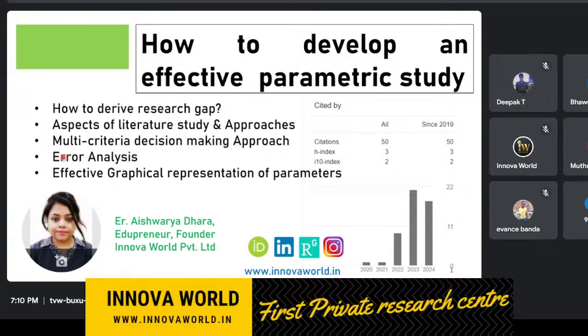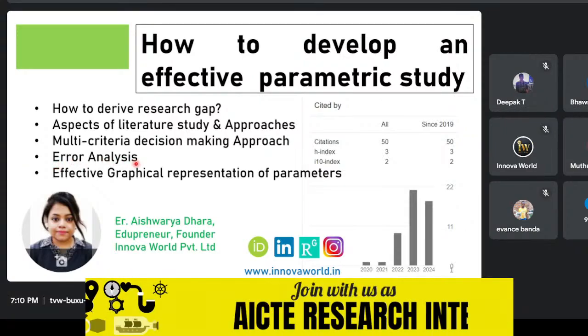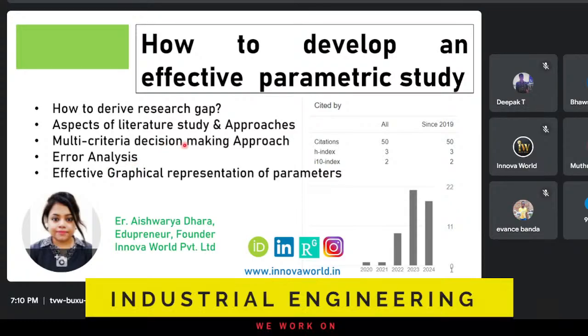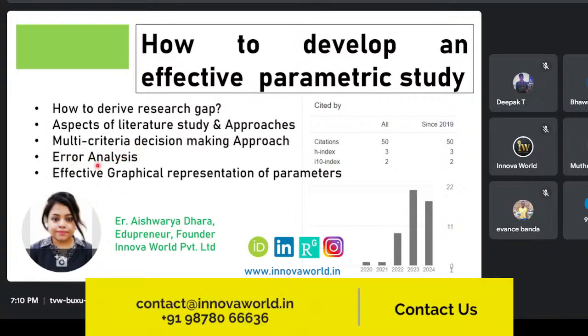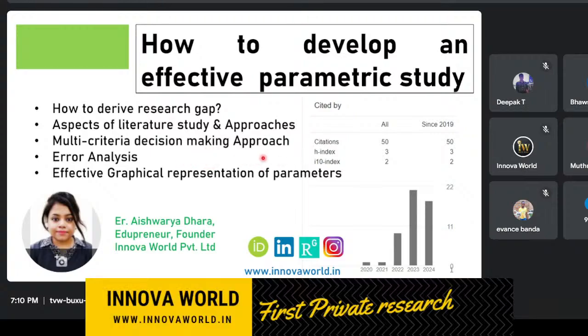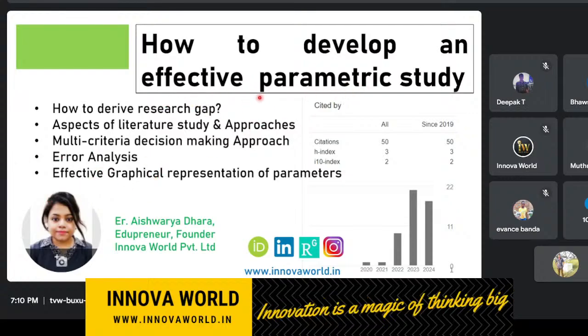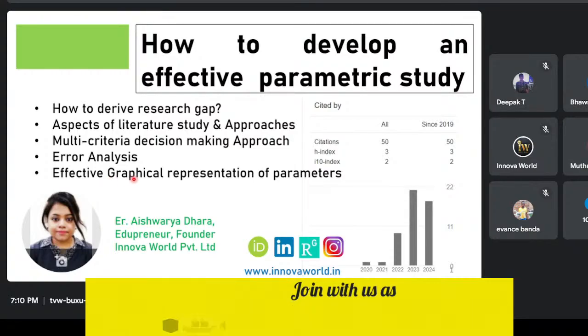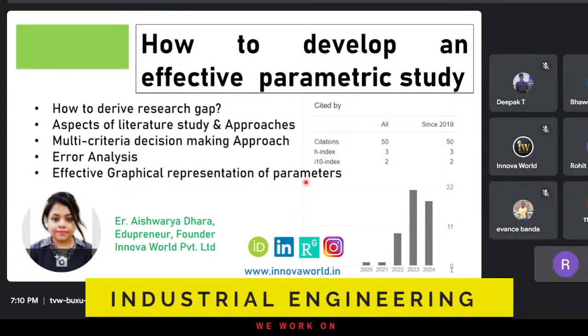This is one of the very important approaches that we are going to discuss in today's session. And error analysis, I'm going to show you practically today how effectively you can find the error analysis. One of the methods that I'm going to demonstrate is S mapping. Okay, so we're going to discuss those factors also in today's session, how this error analysis and the connection with an effective parametric study play a very vital role. And the last factor that I'm going to highlight is how effectively the graphical representation of your parameters.